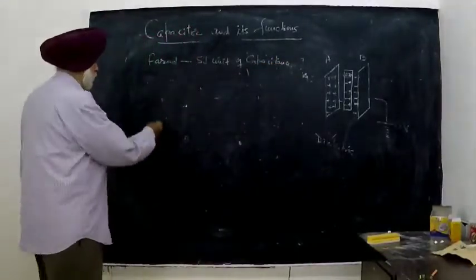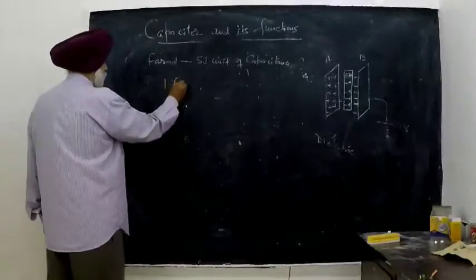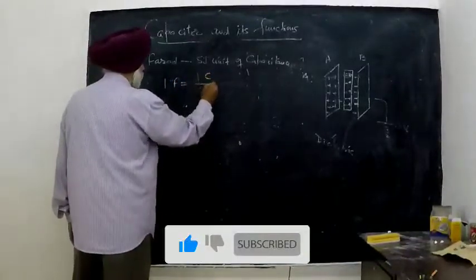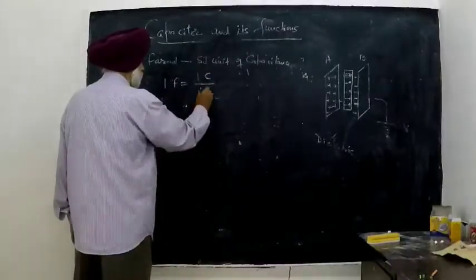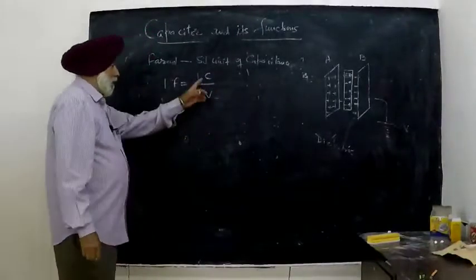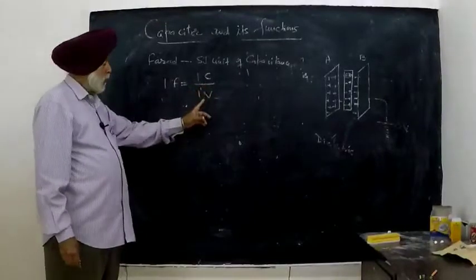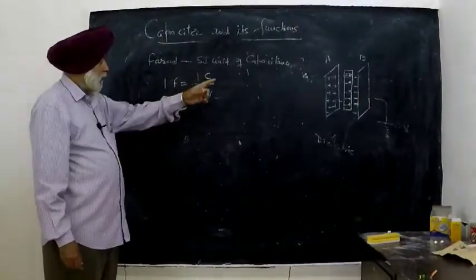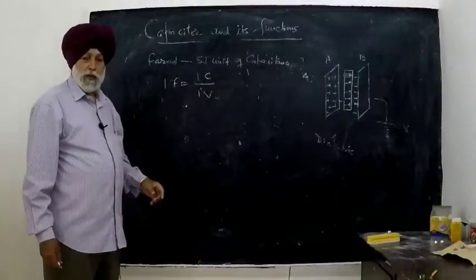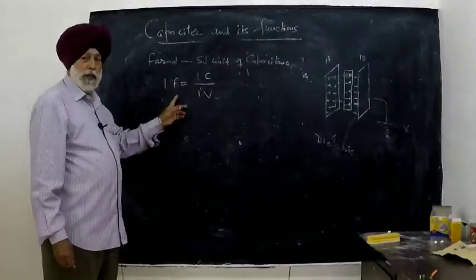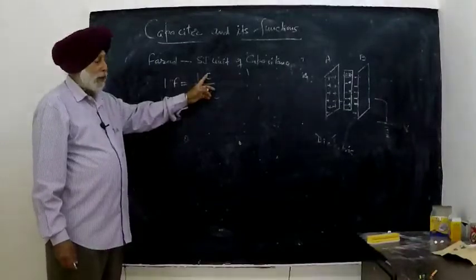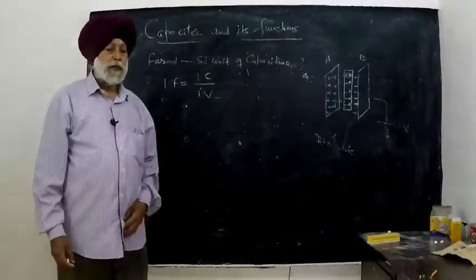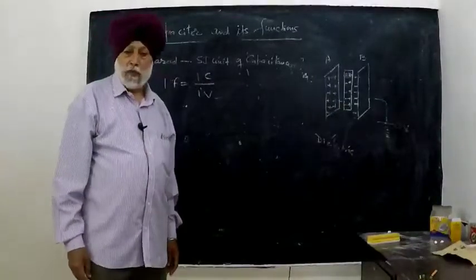What is 1 farad? 1 farad is equal to 1 coulomb over 1 volt. This is 1 coulomb, this is 1 volt. So we can say the capacitance of a capacitor is 1 farad if a charge of 1 coulomb raises its potential through 1 volt. 1 farad is a very large value.